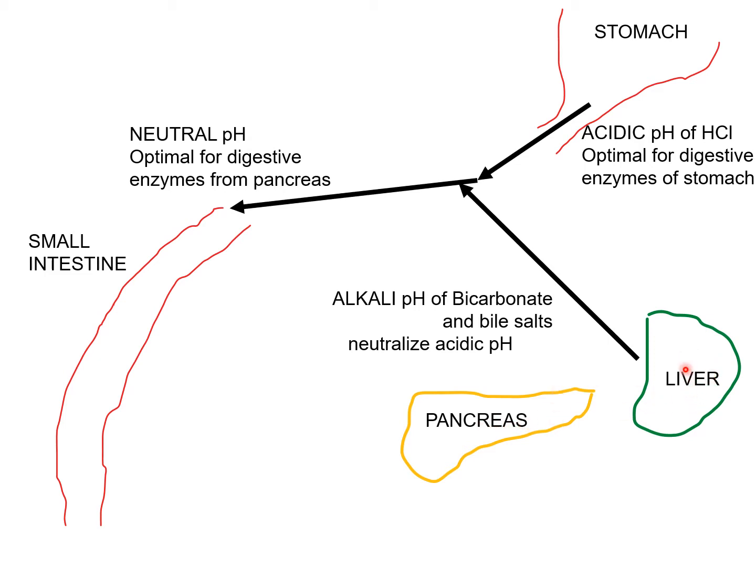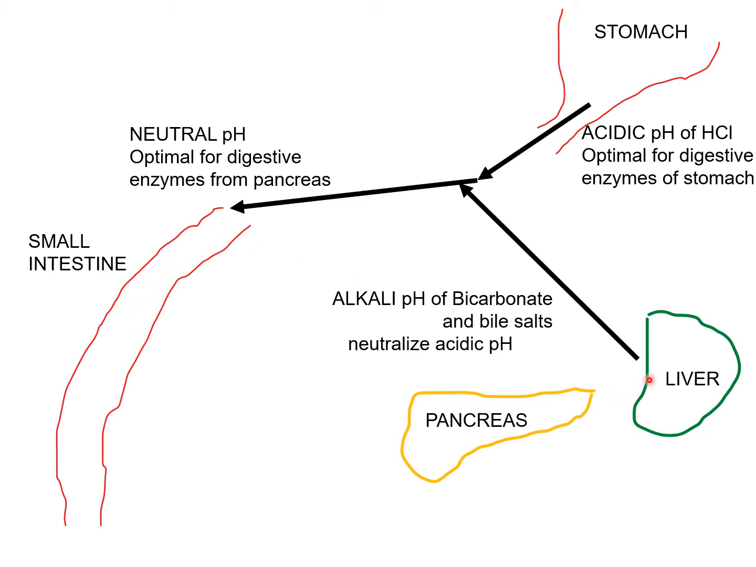These exocrine glands will be creating secretions, the bile from the liver and pancreatic juice from the pancreas, and the alkaline pH of those secretions will be mixed with the acidic chyme, neutralizing the acidic pH. This not only spares the small intestine from damage, but neutral pH is great for the digestive enzymes coming from the pancreas, as we'll see later on. Those enzymes are the major digestive factors in the small intestine.